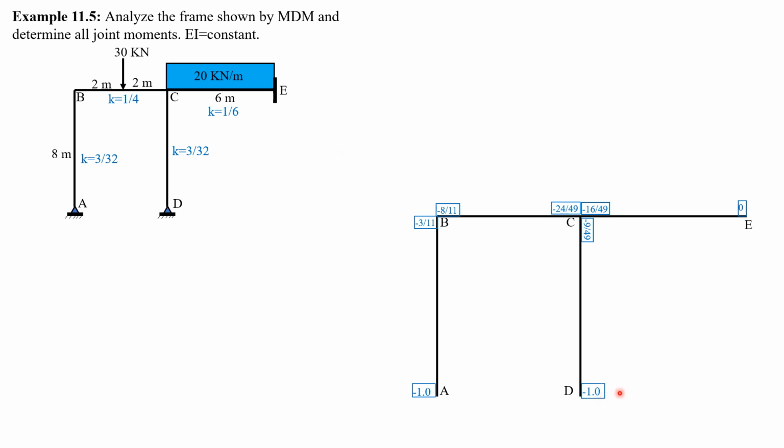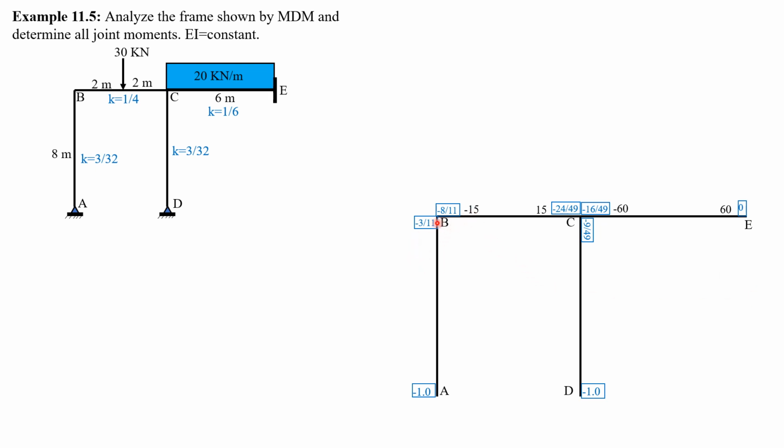So negative 1.0. Compute for the fixed moment at B: negative 30 times 2 square over 4 square, negative 15. By symmetry, this is positive 15. Here, negative WL square over 12, negative 20 times 6 square over 12, so negative 60. And by symmetry, this is positive 60. We then distribute the moments.